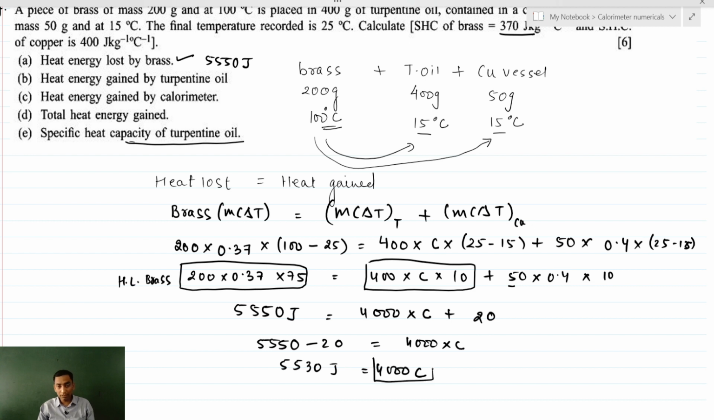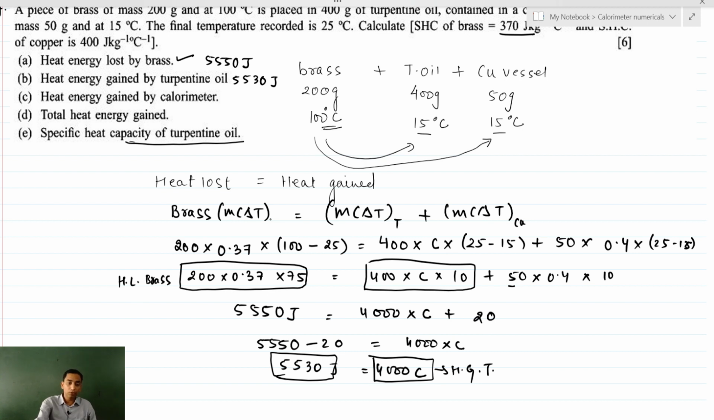Now this 4000 C itself is equal to the heat gained by turpentine oil, which is equal to 5530. So that is the answer to the problem, 5530 joules. I have seen many students arguing, sir, we are not given C for the turpentine, how should we find out? But suppose I have 100 rupees, and I have given you 20 rupees. So how much money do I have with me still? That is 100 minus 20. So total 5550 joules is heat lost, and then the heat gained by the copper vessel is 20. So the leftover 5530 goes to the turpentine oil. So that is the direct answer.